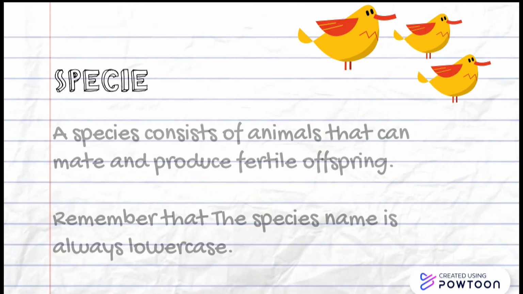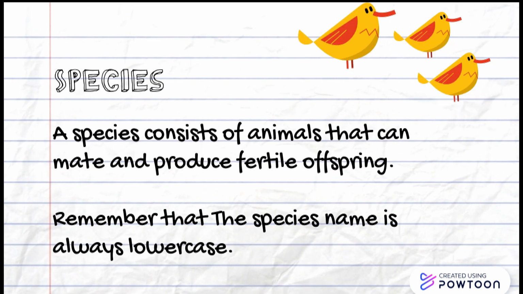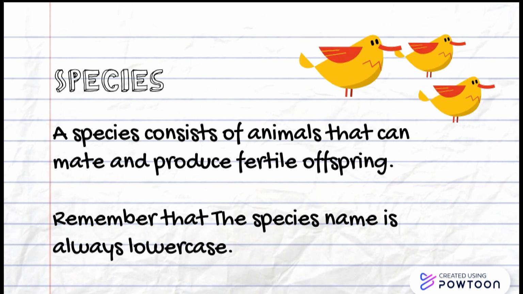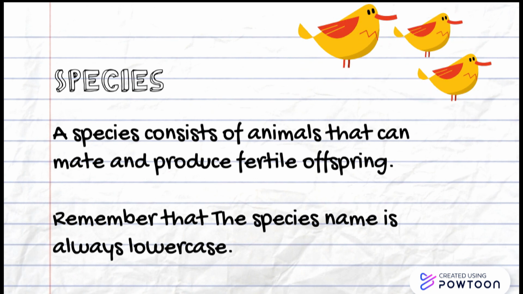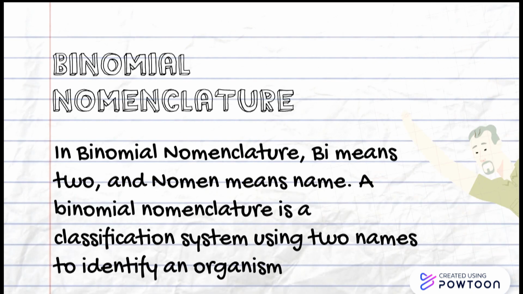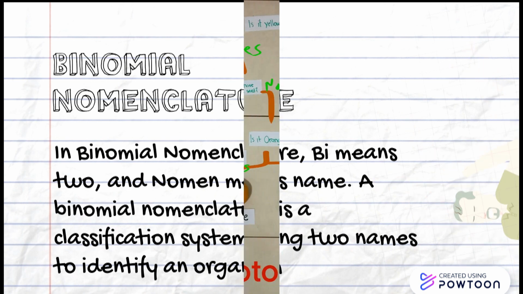A species consists of animals that can mate and produce fertile offspring. In the example, the gray wolf species is lupus, and only gray wolves are known as lupus, so it means that they are the only lupus species. Remember that the species name is always lowercase. In binomial nomenclature, bi means two and nomen means name. A binomial nomenclature is a classification system using two names to identify an organism.